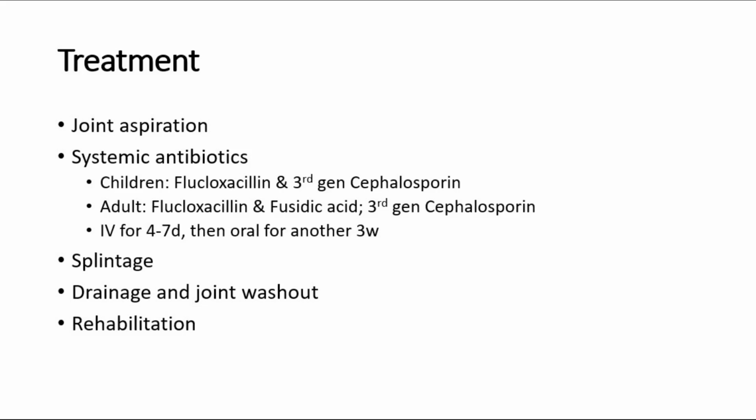In children we can give flucloxacillin and third generation cephalosporin. In adults, also flucloxacillin and fusidic acid, and third generation cephalosporin, intravenously for 4 to 7 days and then orally for another 3 weeks. So the third generation cephalosporin is added if the initial examination shows a gram-negative organism. And after full microbiological investigations, more appropriate drugs can be substituted.